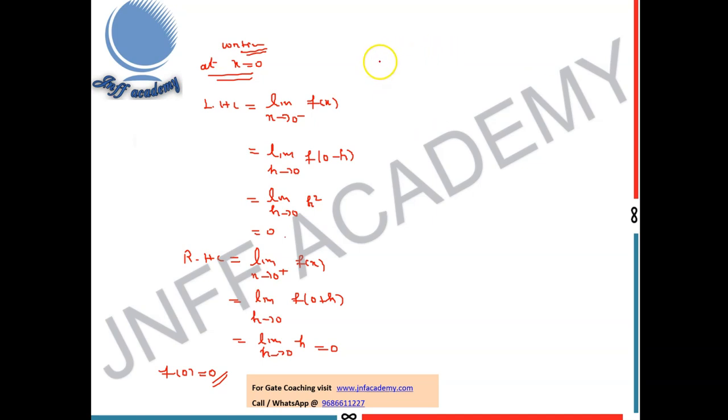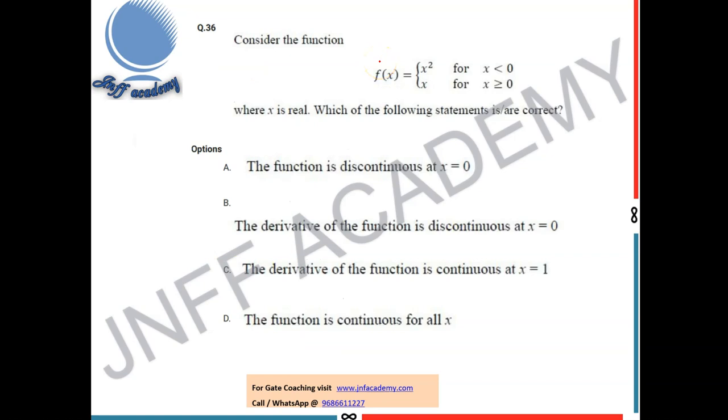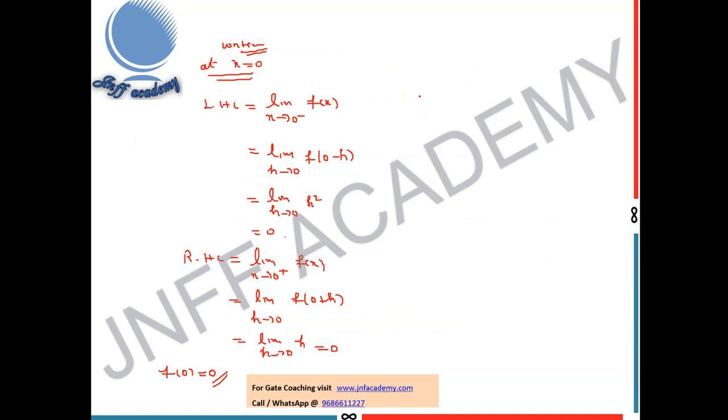Okay. Next, the derivative. You have to check the derivative. What is the derivative condition? Suppose f is a real valued function and a is any point in its domain. The derivative of f at a is defined by limit h tends to 0, f of a plus h minus f of a, divided by h, provided the limit exists. So you should find out whether the limit exists at x equal to 0, then only you can check the derivative.